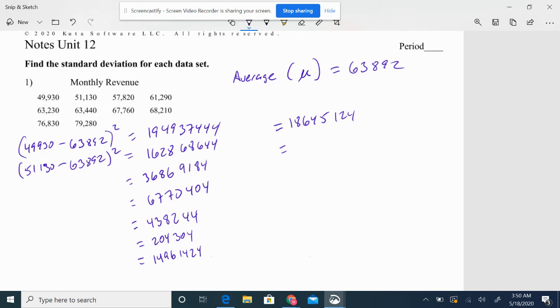I do it to the 76,830, and I get 167391844. And lastly, for my last number, I get 236790544. Okay. So for each of my numbers, I subtracted the average and then squared the result. So I have 10 new numbers. Let me highlight my 10 new numbers.